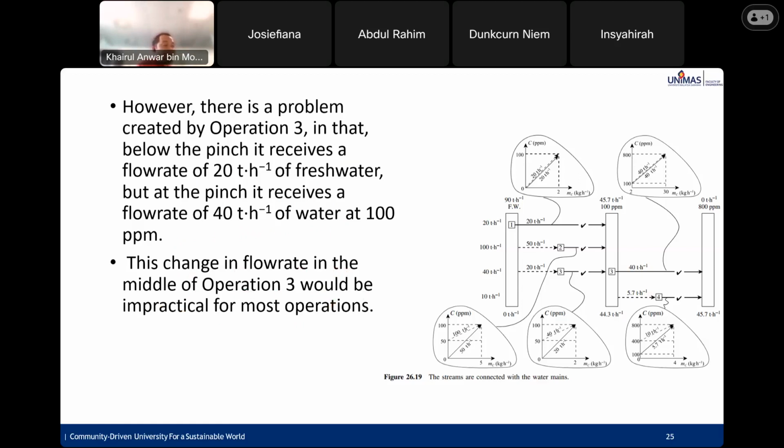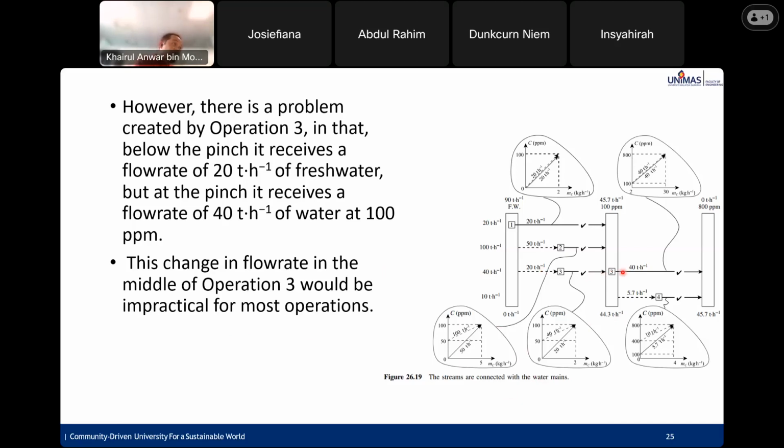So figure 26.19 also shows the concentration and limiting concentration versus mass load for the operation. This in principle is a working design, but it could be practical if operation 3 involved, for example, an operation with multiple stages of washing. If this was the case, then the different stages could be fed with different flow rates and quality of water. However, for most situations, this change in flow rate would be completely impractical.